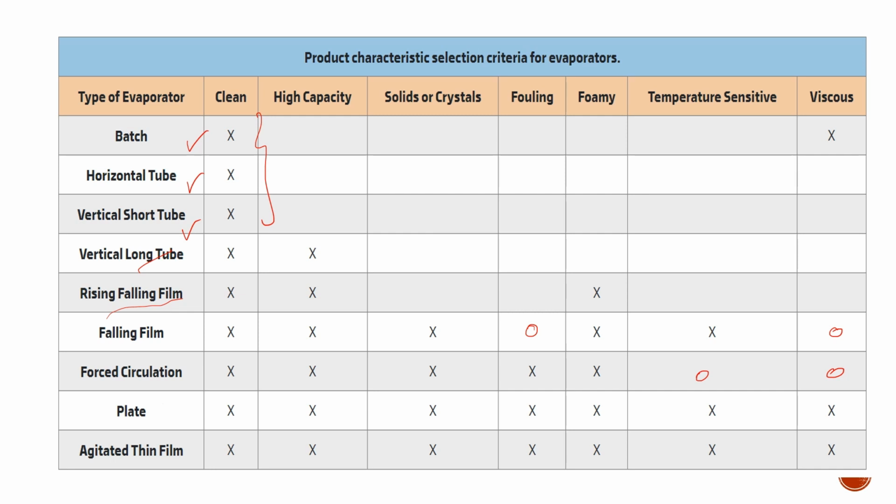Plate and agitated evaporators can be used for all types of fluid: clean, high capacity, solid crystals, fouling, foaming, temperature sensitive, and viscous material. But the only problem is that they have a very high cost. So based on your application and which type of fluid you are using, you can design that type of evaporator. I hope in this section you were able to learn about different types of evaporators and when to use what. Thank you.